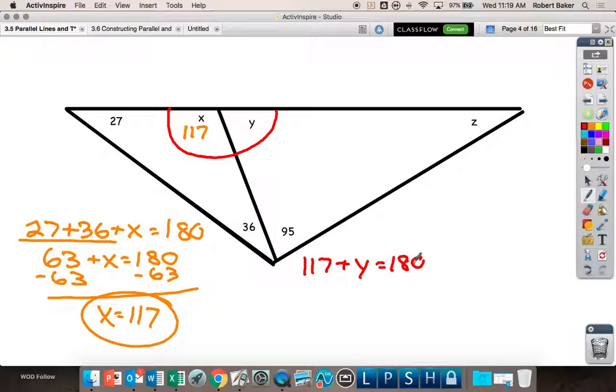What is that? 63. What is it? 63? Yes. That's weird. It happened again. Oh, yeah. No, it's called math magic.